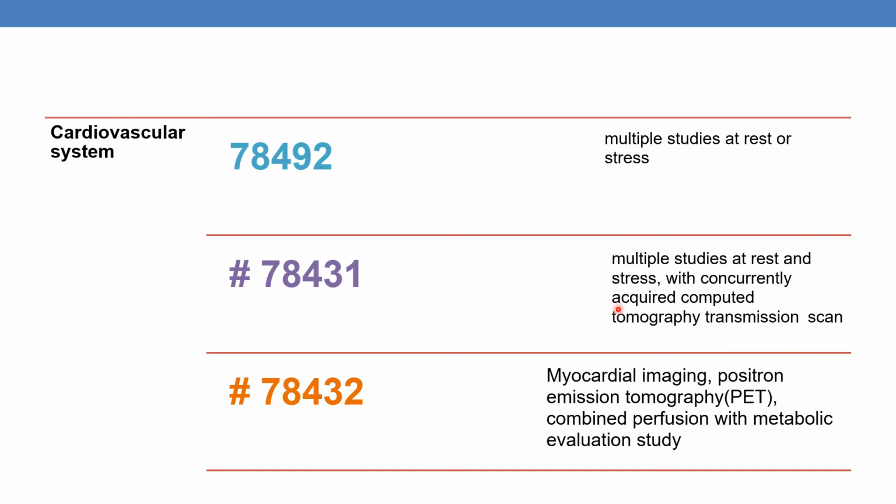In the previous slide, we discussed single study, PET and CT scan. Here we are discussing multiple studies. For multiple studies, when only PET scan is used, you need to report 78492. Whereas for multiple studies, when PET along with CT camera is used, you need to report 78431. The next CPT is 78432. It deals with myocardial imaging, positron emission tomography, combined perfusion with metabolic evaluation study.